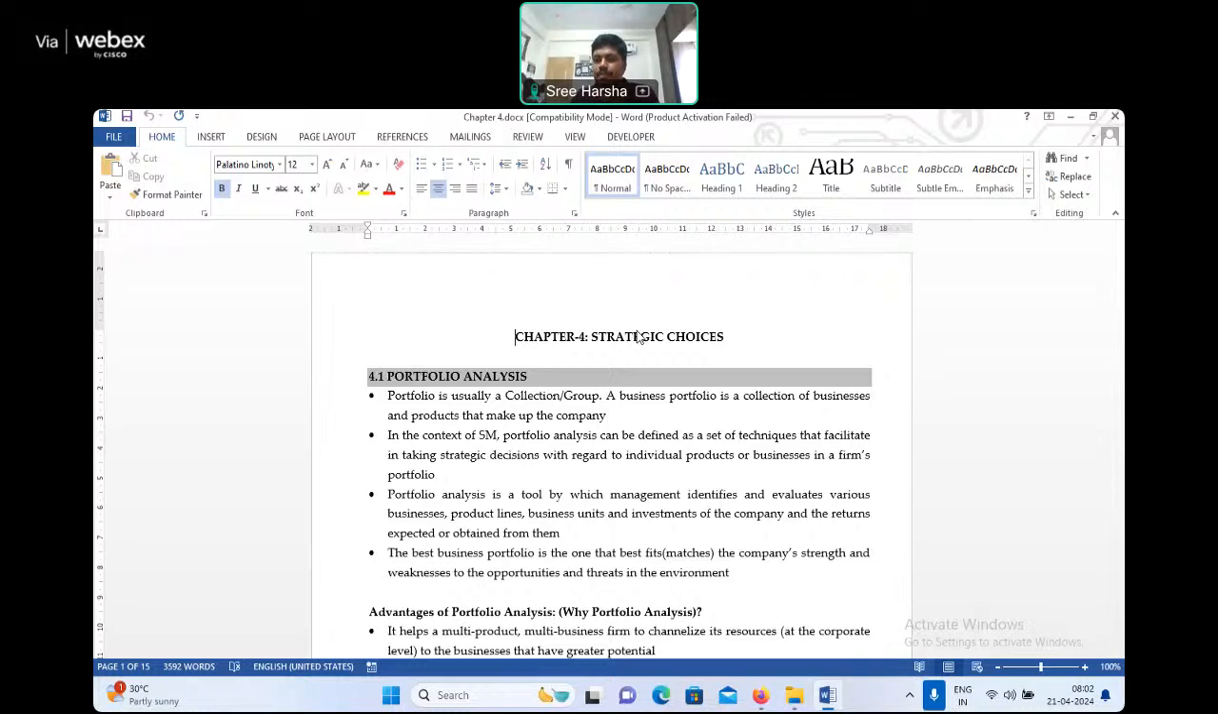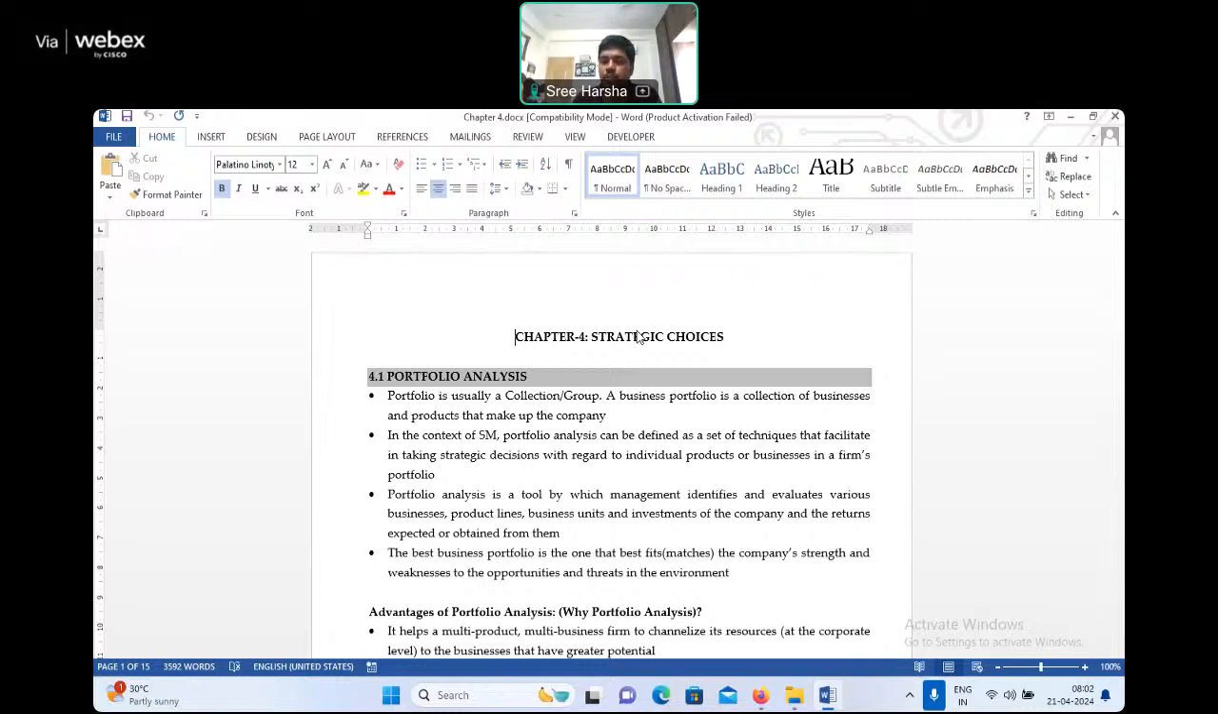We just now said strategies are established at 3 levels inside the organization, right? Corporate level strategies, business level or divisional level strategies, and functional level strategies. This chapter gives us some examples of the corporate level, business level, and functional level strategies. At the same time, there is a first part to the chapter which is even more important, which is portfolio analysis.